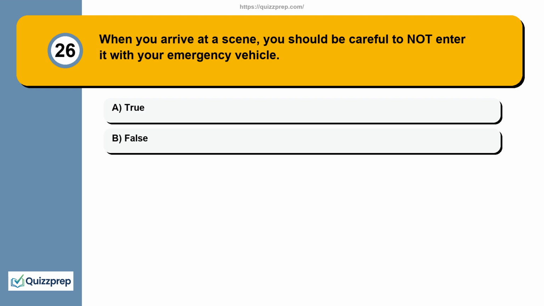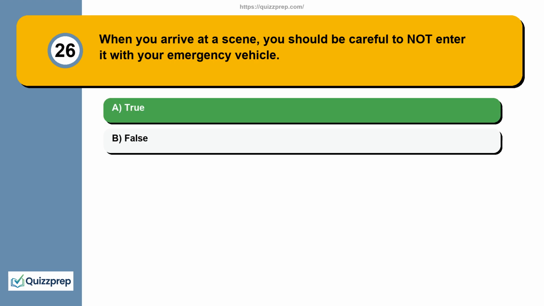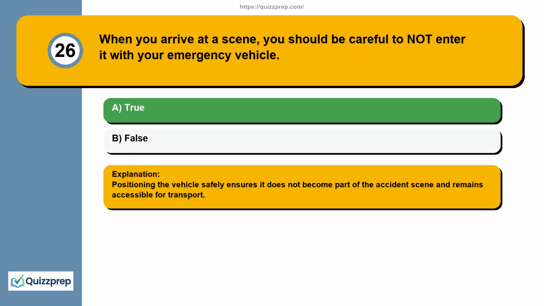Question 26. When you arrive at a scene, you should be careful to not enter it with your emergency vehicle. True, false. Positioning the vehicle safely ensures it does not become part of the accident scene and remains accessible for transport.